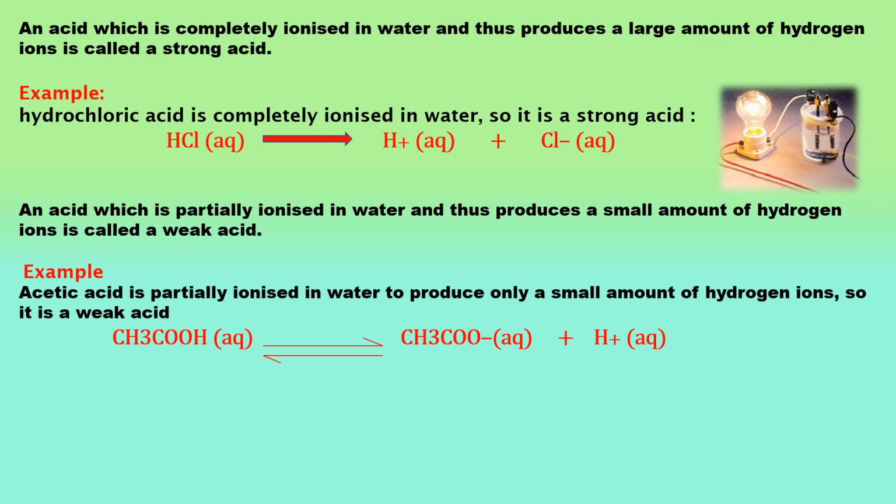An acid which is partially ionized in water and thus produces a small amount of hydrogen ions is called a weak acid. For example, acetic acid is partially ionized in water to produce only a small amount of hydrogen ions, so it is a weak acid. The double arrow pointing towards right as well as left in the above equation tells us that acetic acid does not ionize fully to form hydrogen ions. Carbonic acid and sulfurous acid are also weak acids because they ionize only partially in water to form a small amount of hydrogen ions. Due to a small amount of hydrogen ions present in their solutions, weak acids react quite slowly with other substances, such as metals, metal carbonates and metal hydrogen carbonates, etc. Weak acids have low electrical conductivity because of the low concentration of hydrogen ions in them.